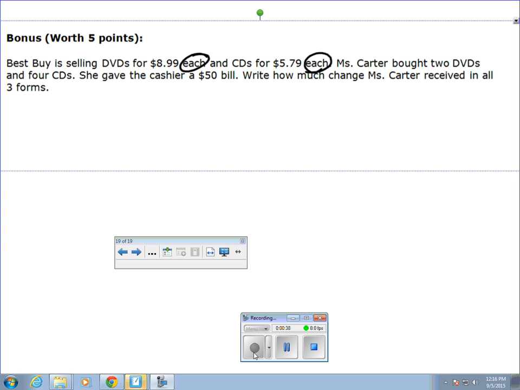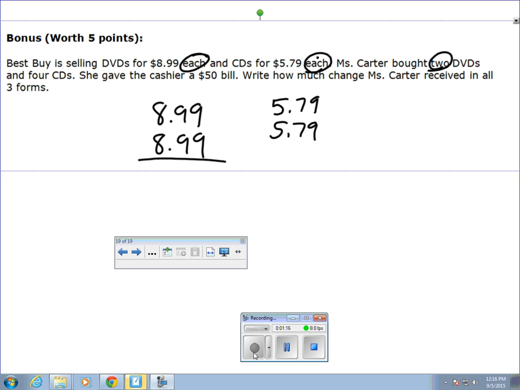So this is a 3-part question, 3 things you have to do before you can get your 5 points. The first thing you need to do is understand that when you see each, the chances are that you are going to have to multiply or add those by the total amount of product or items bought. In this case, we know that they bought 2 DVDs. So we are going to have to add 2 DVDs. Obviously, that is what she bought. And she also bought 4 CDs, so we will have to write 4 CDs, or add 4 CDs.